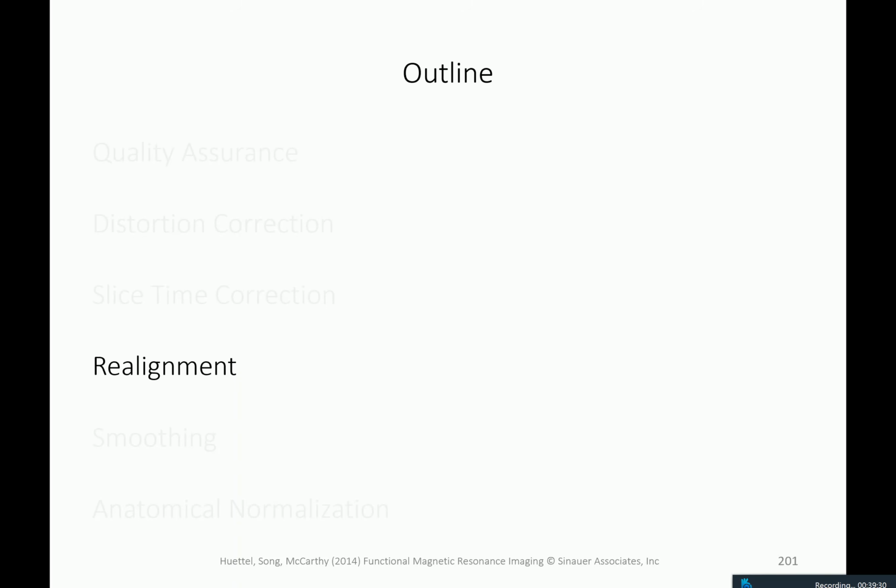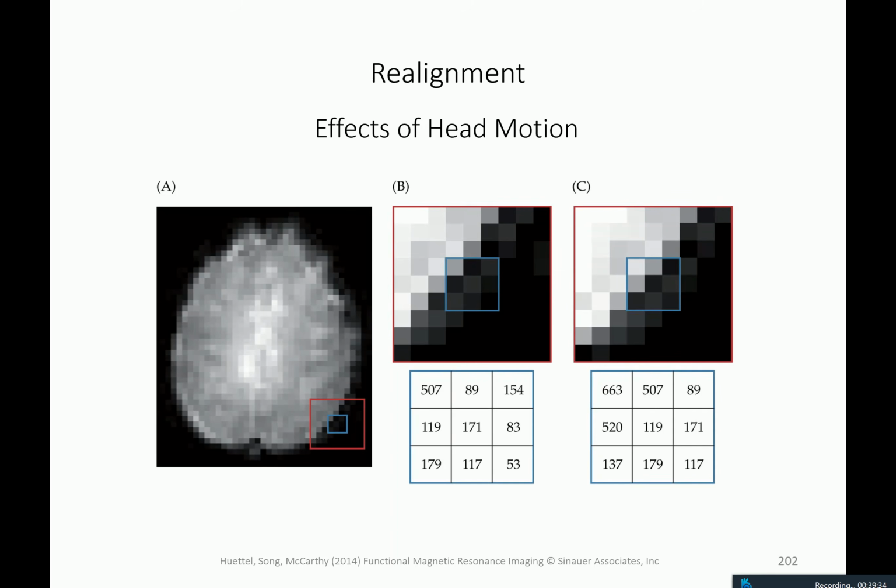So realignment then. Realignment, also known as motion correction, is something that is actually always done and is also sensible to do. Head motion is of course an issue because the scanner, when it images things, assumes that the sample stays in the same position during the imaging process.